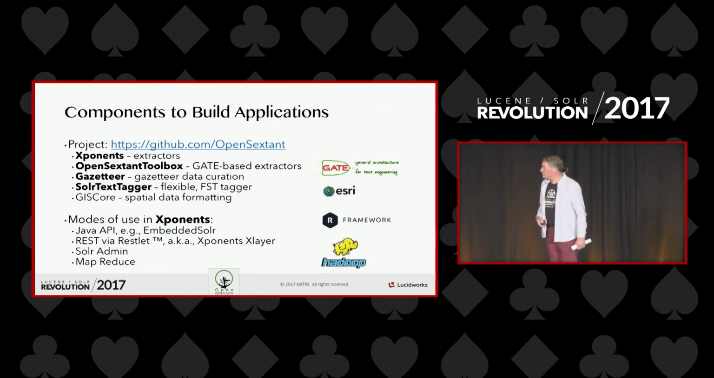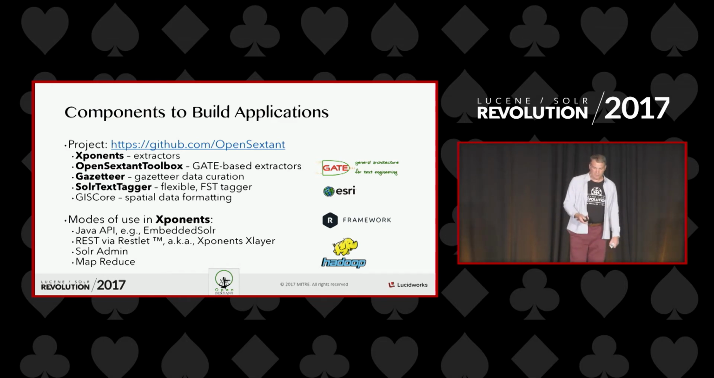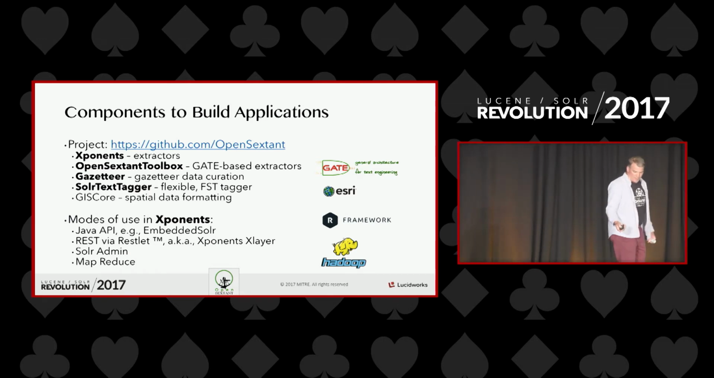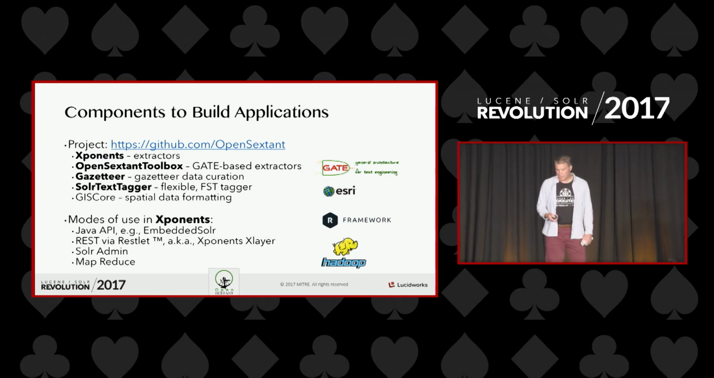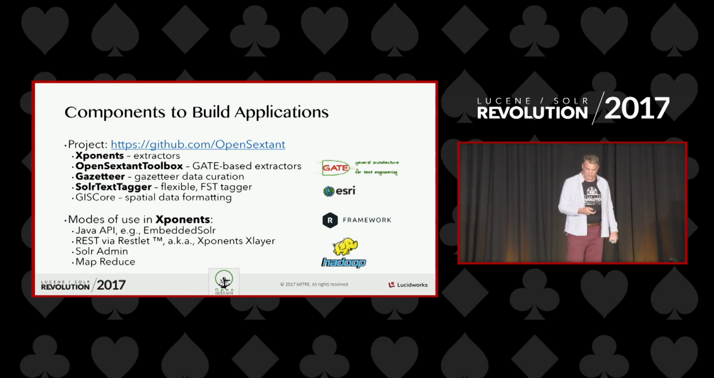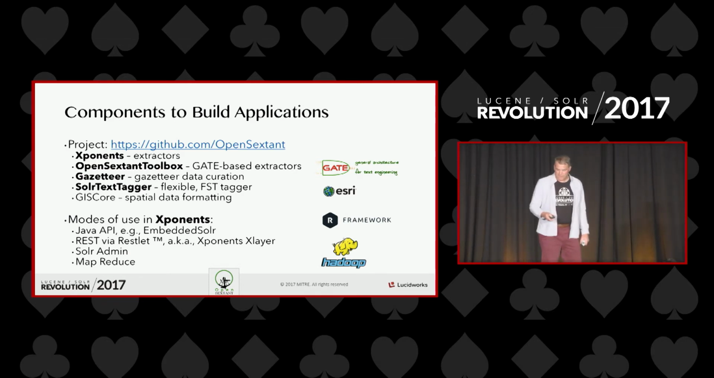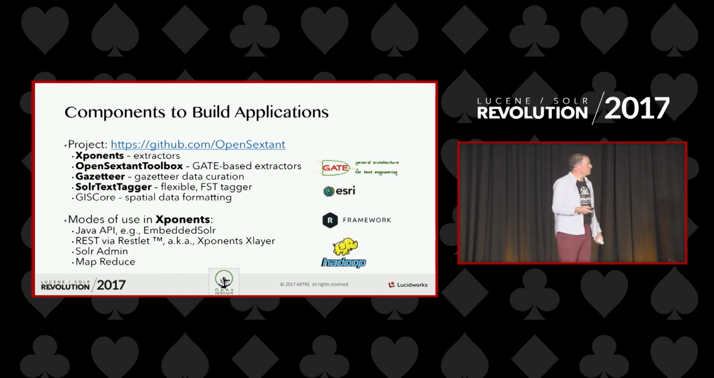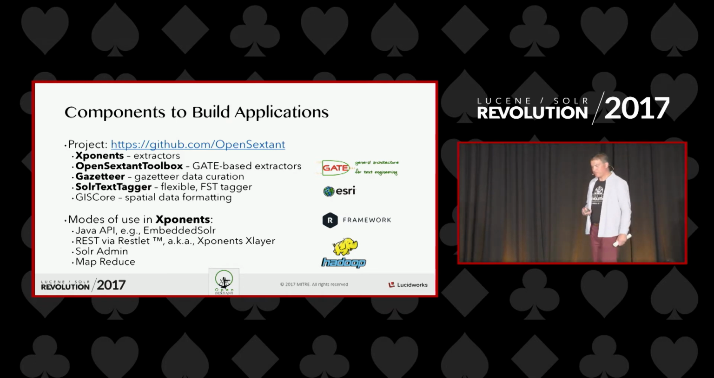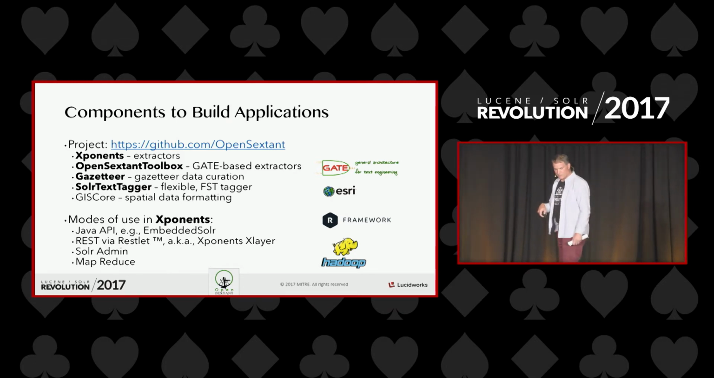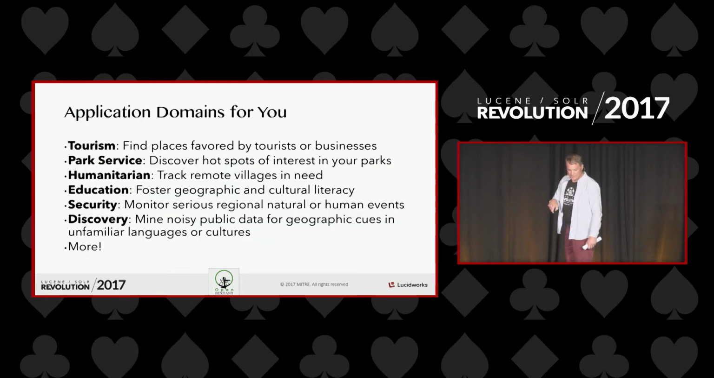Here are just some components online. Our GitHub project is active, and there's a lot of richness there. We're making use of a lot of other open source components. I'm the author of the Xponents module. It's kind of an Apache licensed extractor project. The OpenSextant toolbox is a GATE-based extractor project. There's more GPL code there. In Xponents, I've demonstrated more direct use of the Java API, wrapping it as REST, building a MapReduce capability. Very simple stuff, but very powerful and very fast.